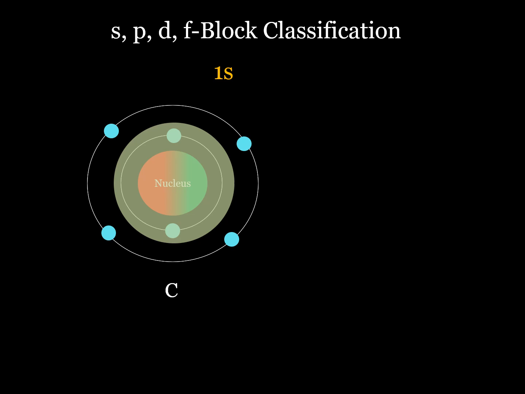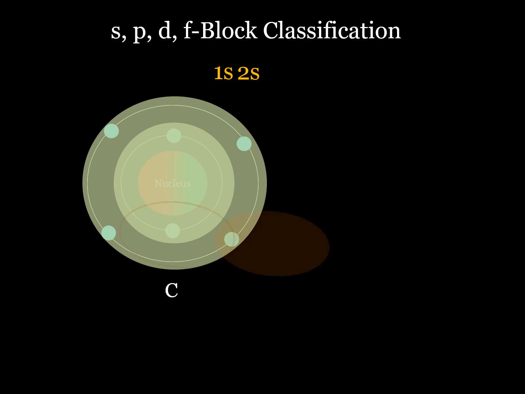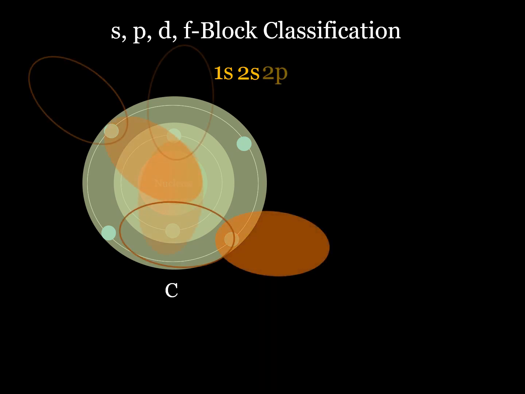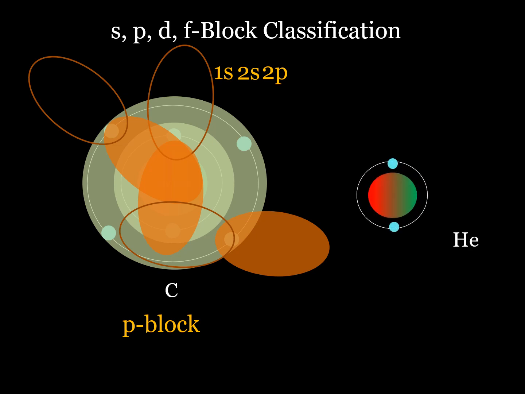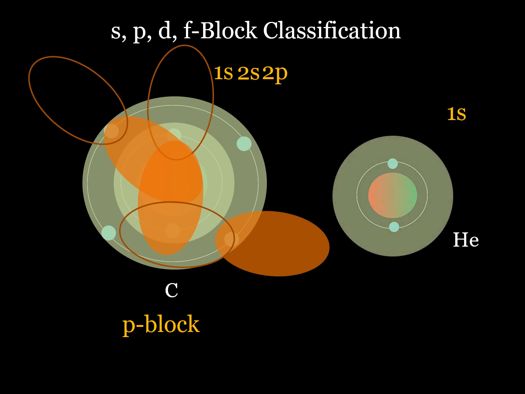2 of the 4 will reside in 2s, meaning the S orbital in the second shell, and the remaining 2 electrons will reside in P orbitals. In the case of helium, there is only 1 shell that has only an S orbital. Therefore, both electrons of helium reside in one S orbital. The elemental blocks are classified on the basis of the highest orbital accommodating electrons. This makes helium an S block element.